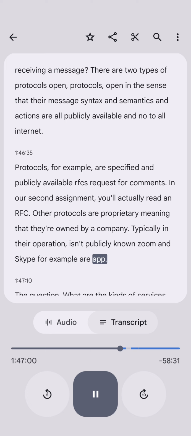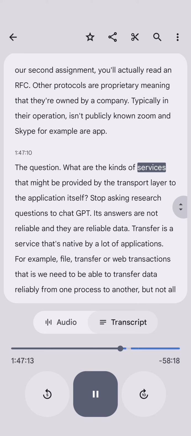Well, now that we've got a handle on addressing and what an application layer protocol might look like, let's turn our attention downward, if you will, and look at the transport layer, and in particular, ask ourselves the question: what are the kinds of services that might be provided by the transport layer to the application itself?